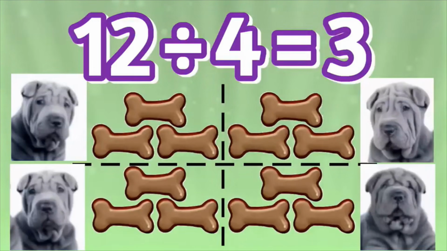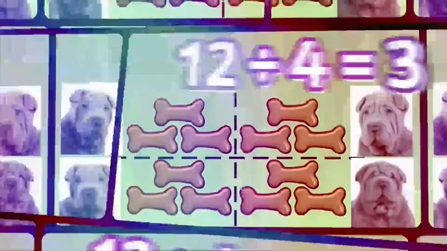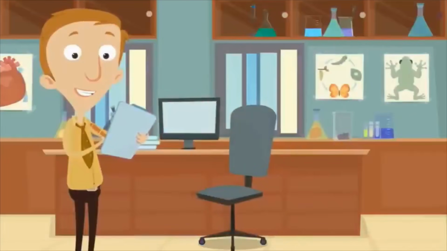3. Great job! 12 divided by 4 equals 3. Each dog will get 3 dog biscuits. 12 divided by 4 equals 3. 3 is the quotient. You are doing an incredible job.